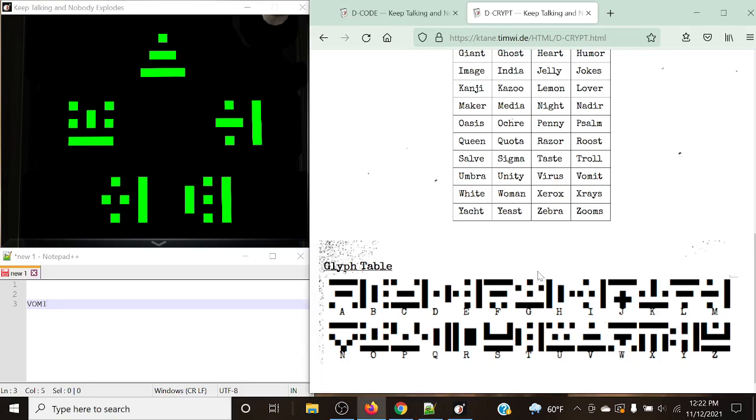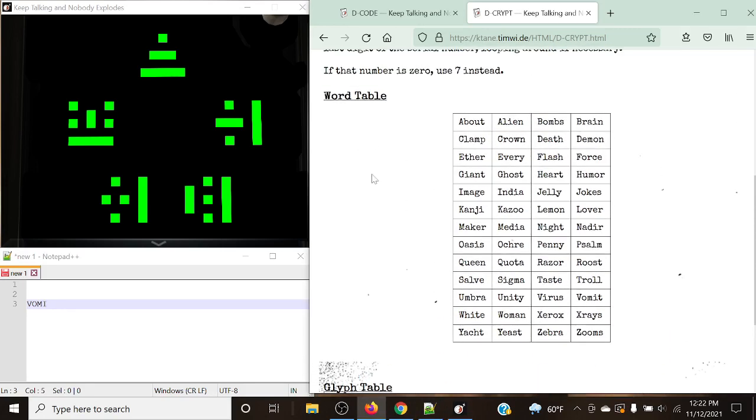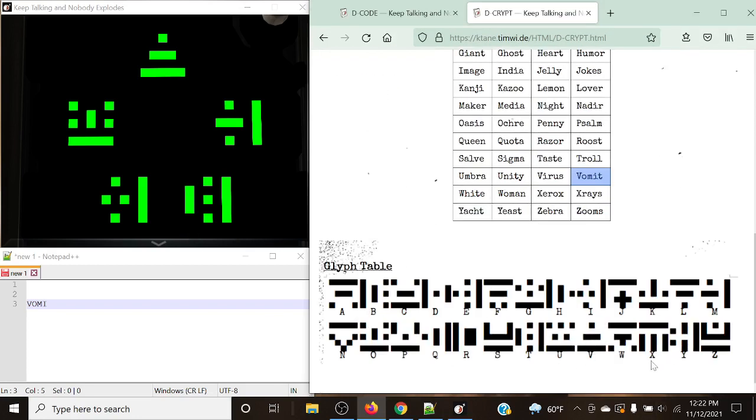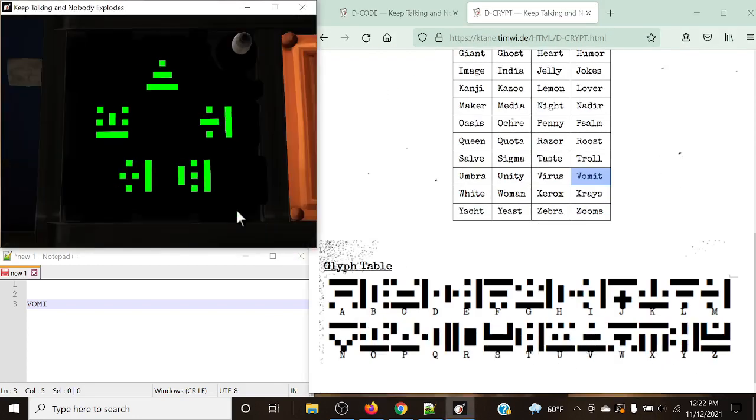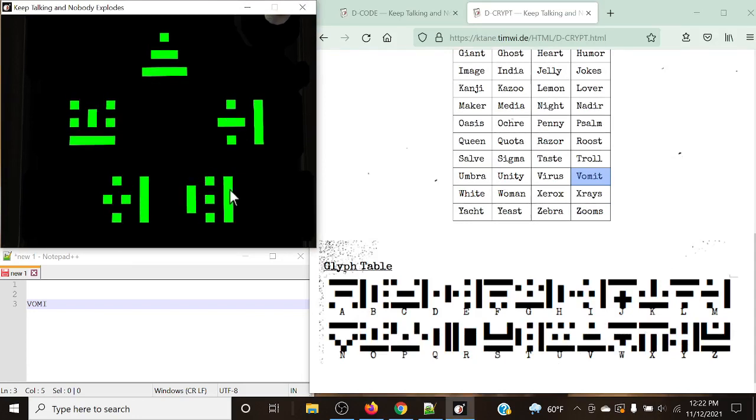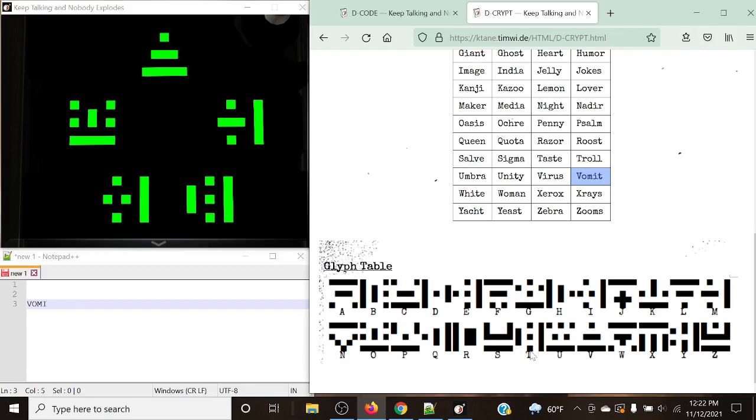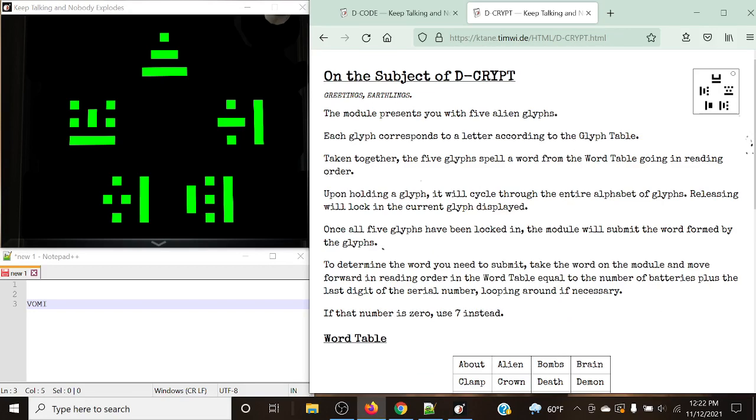From what I'm suggesting here, if we take a look at the word table, I believe this is going to be a vomit, so our last character should be a tango. So this is going to be tango, right here, so that makes sense. 3 5, then 1 5, then 1 3 5, then 1 5, then 2 5, then 3 5. That corresponds to tango right there, so that makes sense. So our word is going to be vomit.